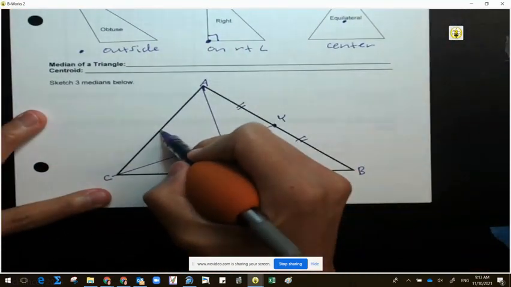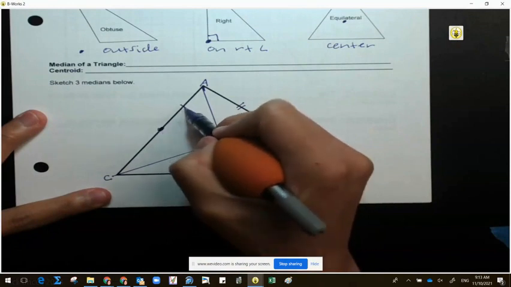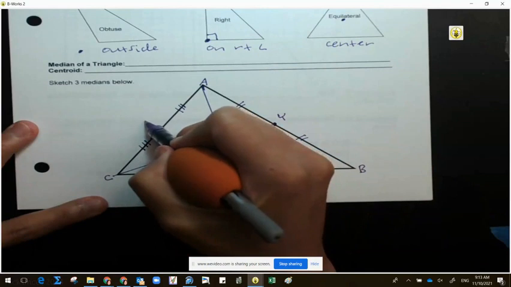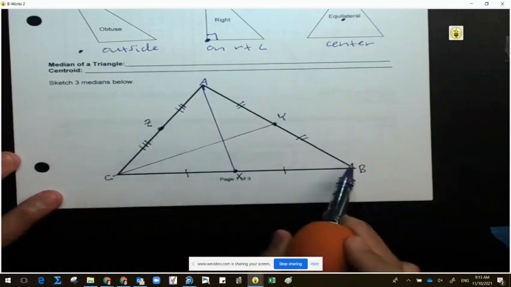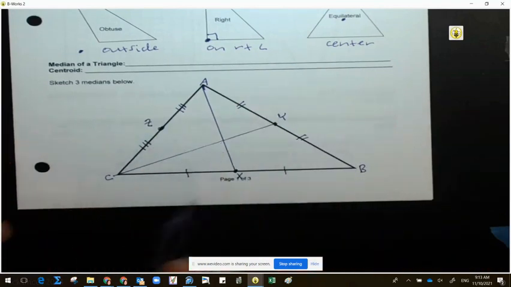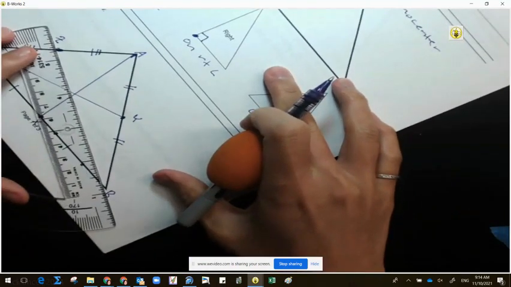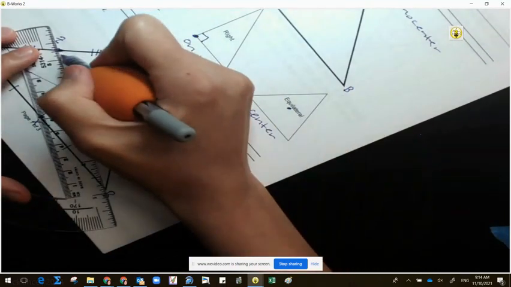Okay, let's pinpoint the middle of AC this time, and let's call this Z. When you connect B to Z and it goes through that intersection, that means you're just perfect. And if it's not, it is okay. So let's go ahead and connect.